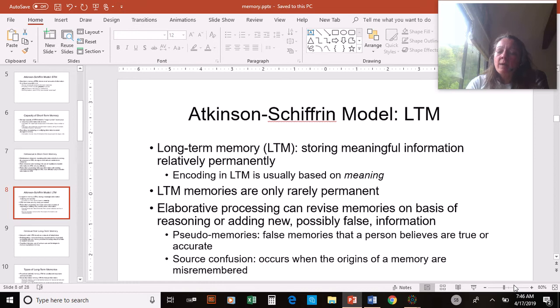So, anything that is stored in long-term memory is meaningful information, so it's something that is going to be helpful or useful to us, something that is going to be contingent upon our survival, our social bonds, so it's meaningful.